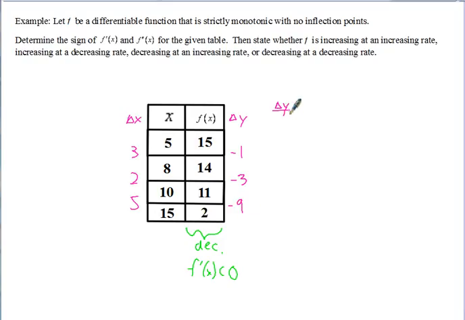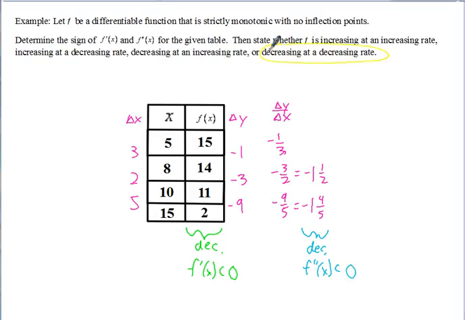So if we look at the slope between these points that we're given, we have negative 1/3, negative 3/2, and negative 9/5. That's negative 1/3, that's negative 1 1/2, that's negative 1 4/5. You can see this time the slopes are actually getting more negative, in other words, they're decreasing. So that means that f double prime of x would have to be less than 0. So this is an example of a function that's decreasing at a decreasing rate.